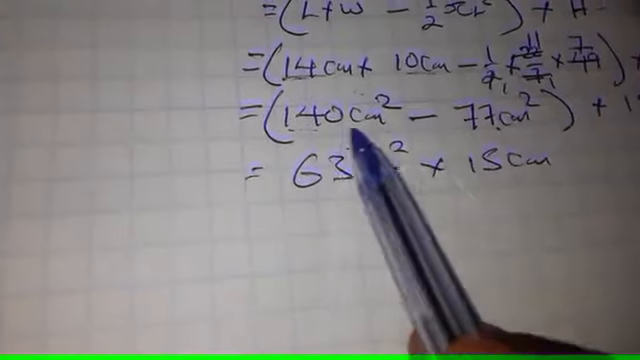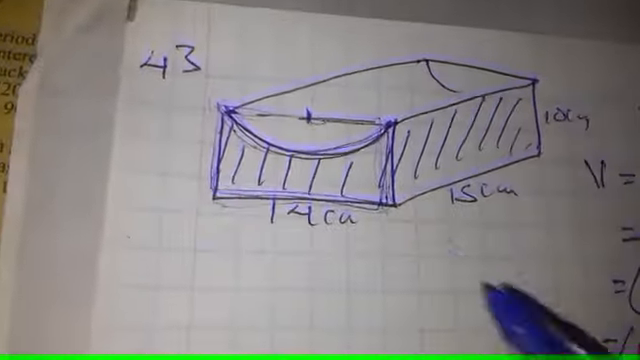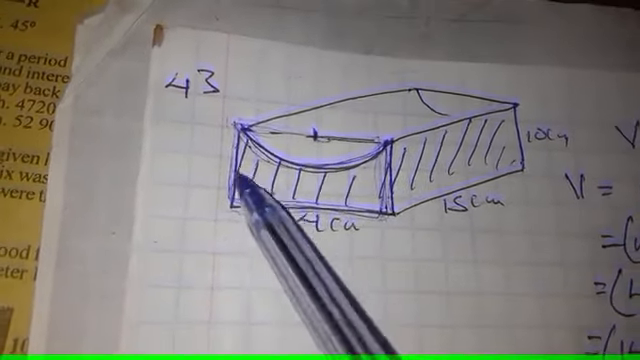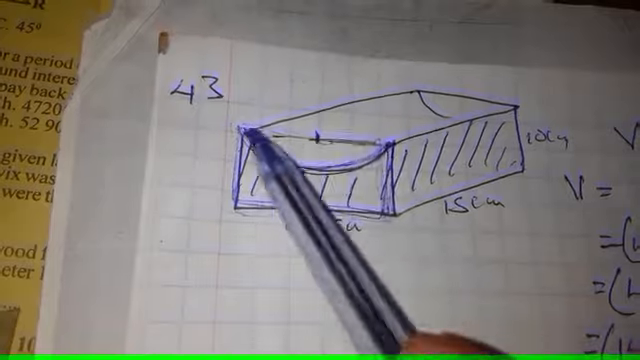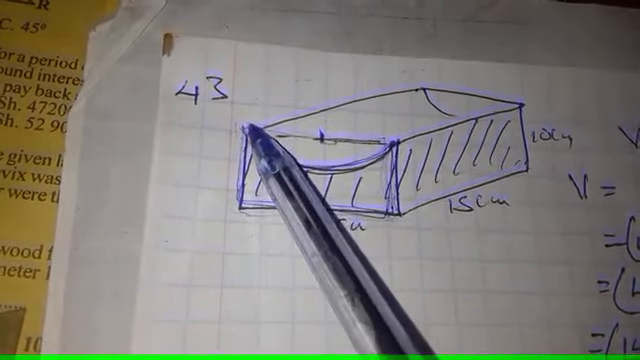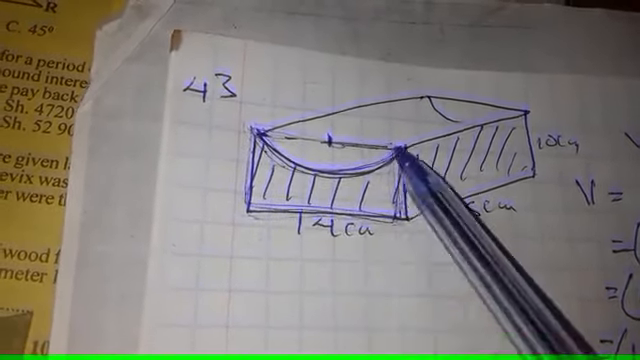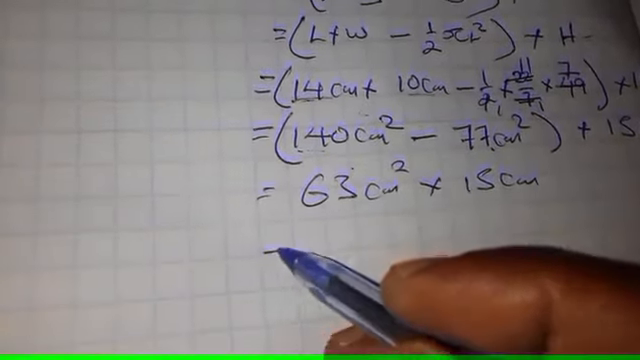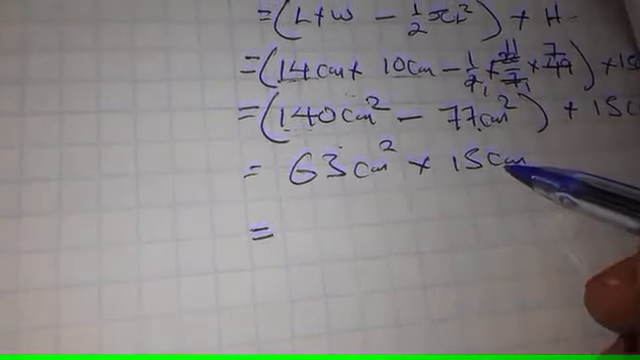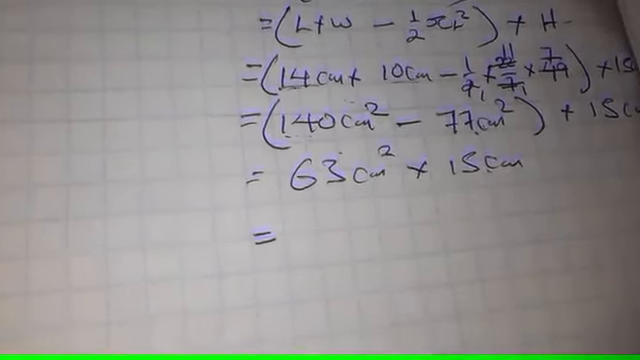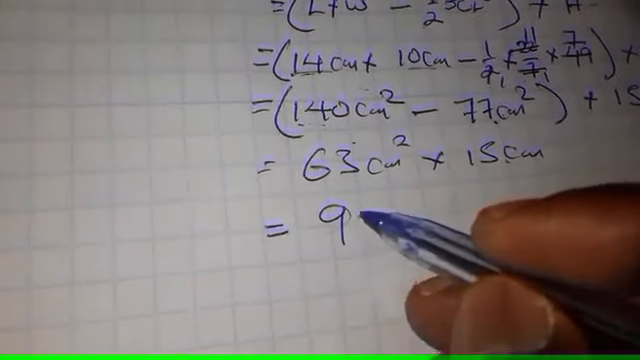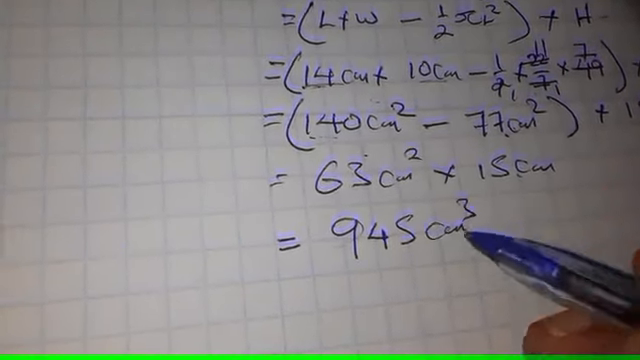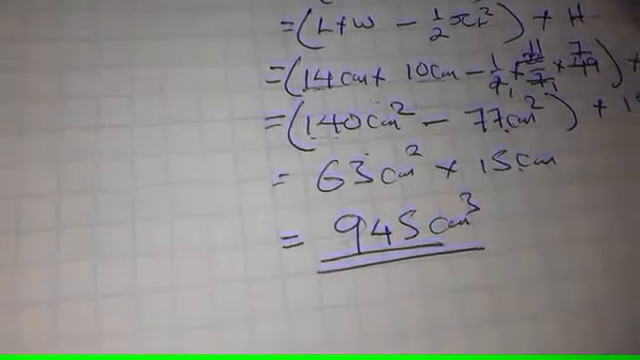So we have subtracted this part here because the semicircular part has been cut. That's why we get the area of the rectangle minus the area of the half circle. So now 63 times 15, which is the height, will give you 945 cubic centimeters, and that's the volume.